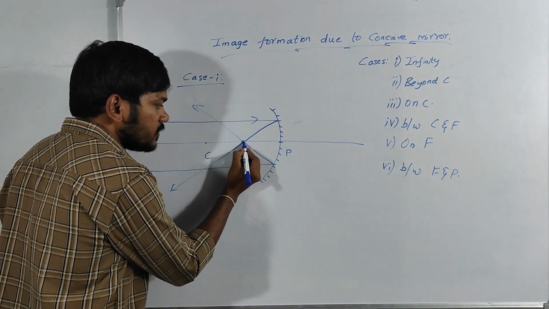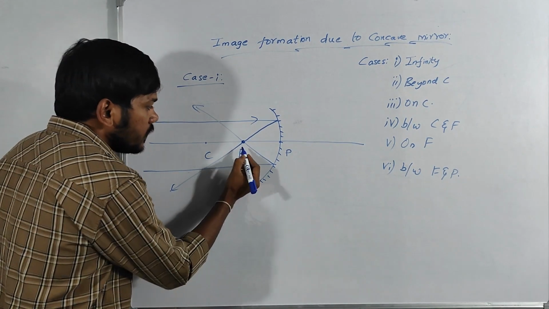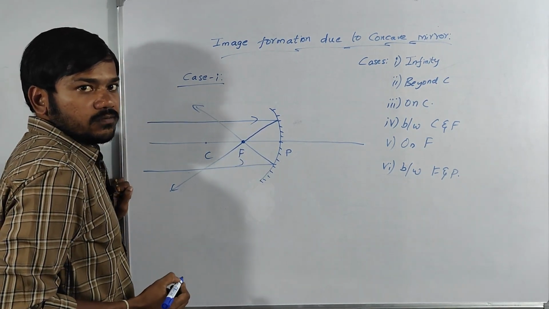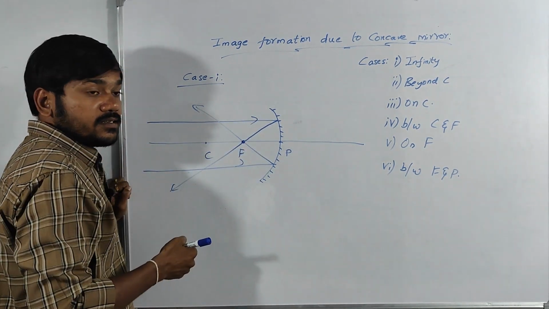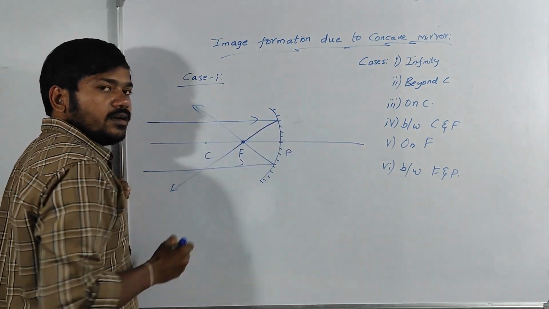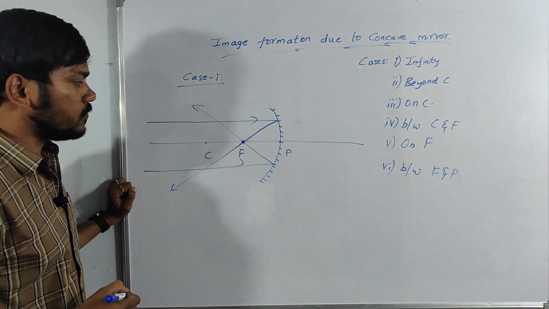And how is its size? It is point sized. Where is it formed? It is formed on focus. Which type of image is this? It's a real image, because the real reflected rays are intersecting to form it.